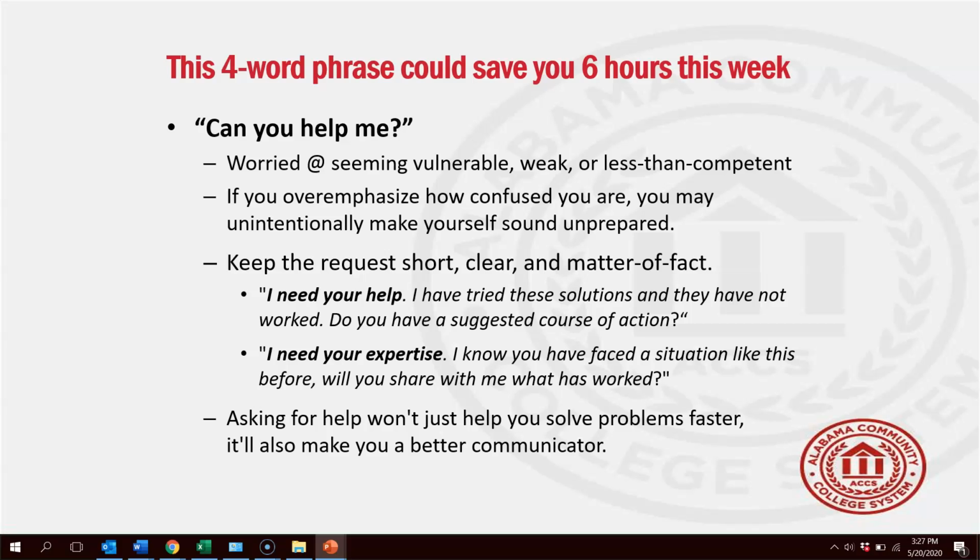So we keep the request short. I need your help. I've tried these solutions, have not worked. Do you have a suggested course of action? Or I need your expertise.